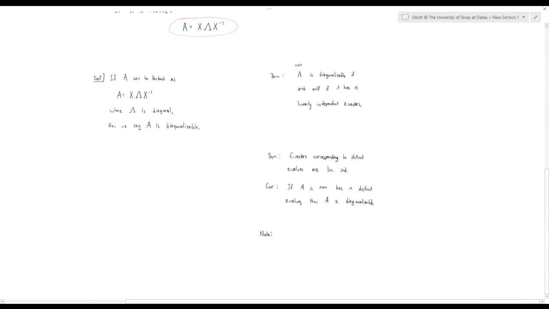And then what I was pointing out in the two examples I was referencing from last time: if your matrix does not have n distinct eigenvalues, so if one of them is repeated, it may or may not be diagonalizable. And the only way to know is to just find the eigenspaces to see if you have the n linearly independent eigenvectors or not. Okay.